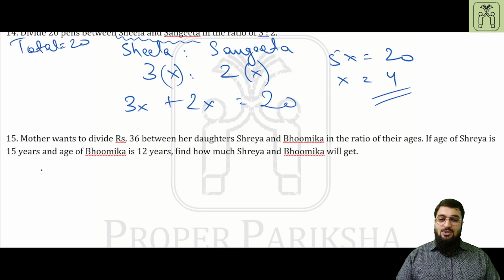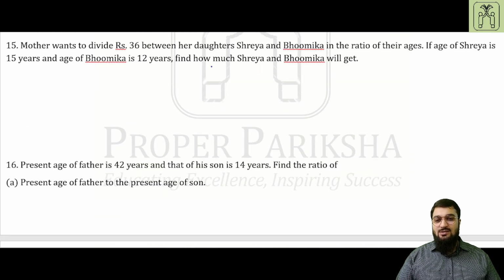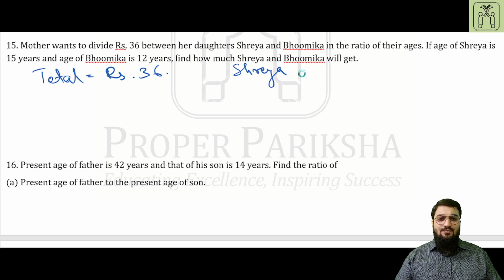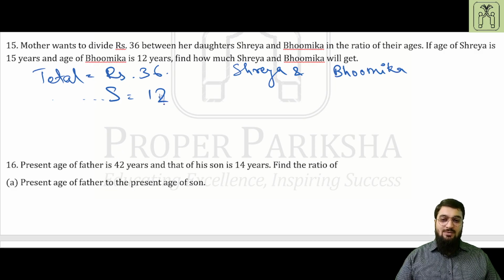Coming to the next question. Mother wants to divide rupees 36 between her daughters Shreya and Bhumika. Okay, so total is rupees 36 and that is to be divided between Shreya and Bhumika in the ratio of their ages. If the age of Shreya is 15 years and age of Bhumika is 12 years.